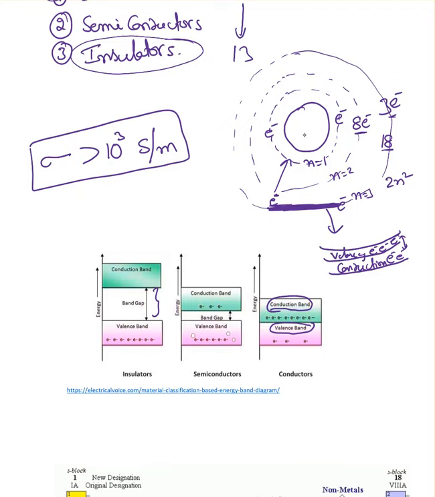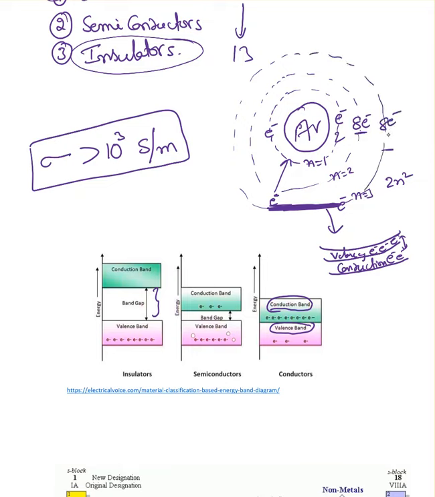It could be a different material, like argon. Argon has 18 electrons, so its atomic number is 18. Here you end up with 2 electrons in the first orbit, 8 electrons in the second, and 8 electrons in the outermost.